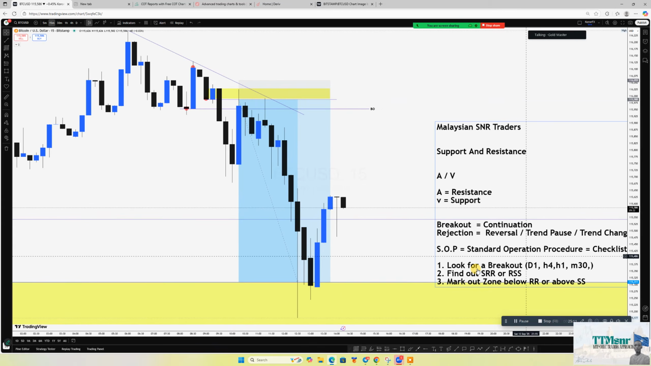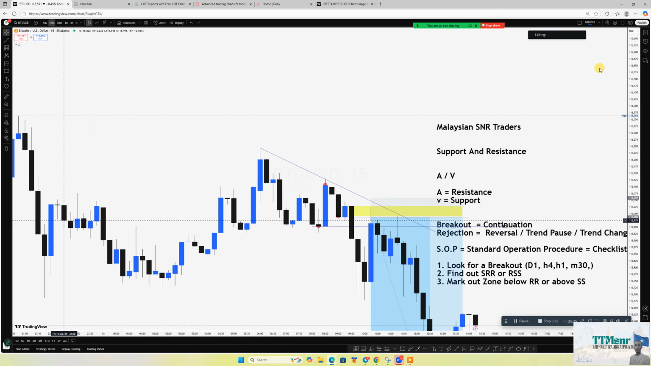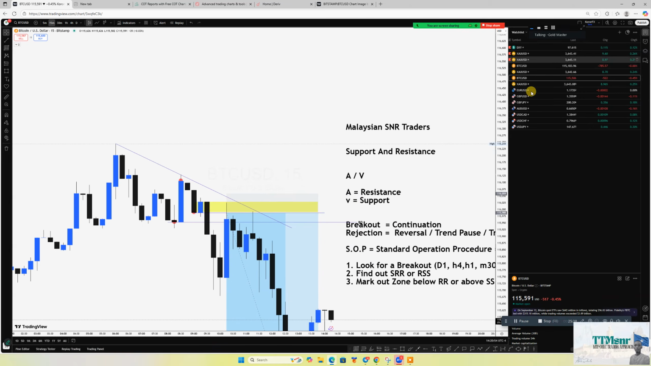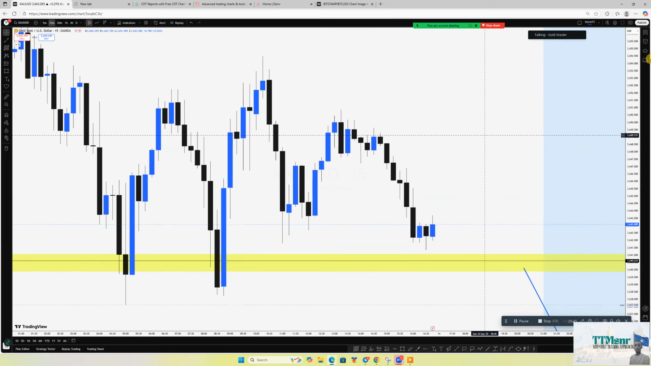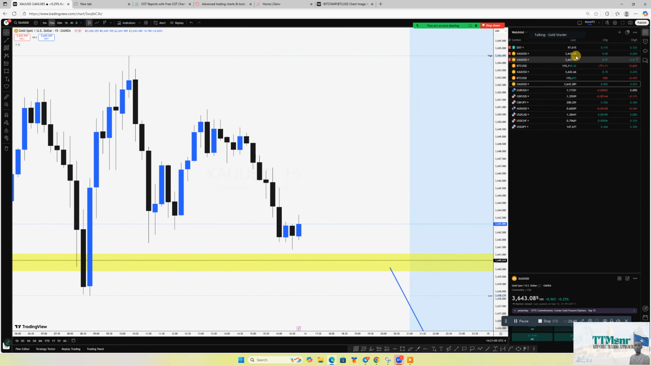But following the SOP makes your technique so easy. Follow the SOP. Okay, if you get a 30 minutes or 1 hour or 4 hour or daily breakout, then what is next? Find out the SRR or RSS to confirm whether we are bullish or bearish, and then make your zone, because you want to know where to layer, where to place orders. For example, right now I can give you a clear setup for gold. For example, I know that you all love gold.